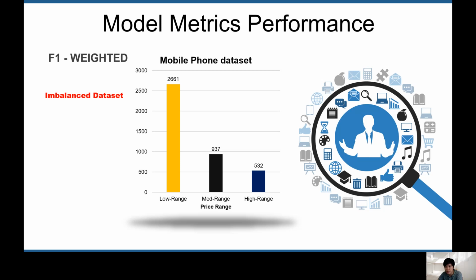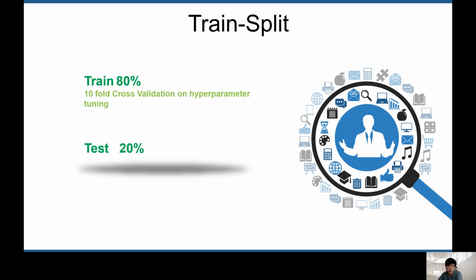As we can see here, our training data target distribution is highly imbalanced, so we decided to use F1 score metrics rather than accuracy metrics. I also have to mention that for our data, we are splitting it into 80% for training and 20% for the testing part. The cross-validation and hyperparameter tuning will only be performed on the training data, and the testing data will only be used for evaluation purposes.